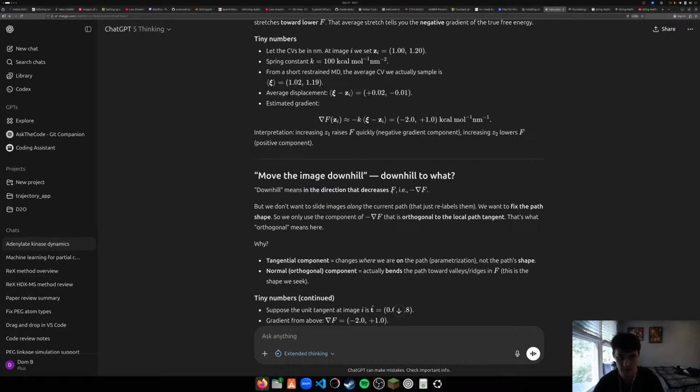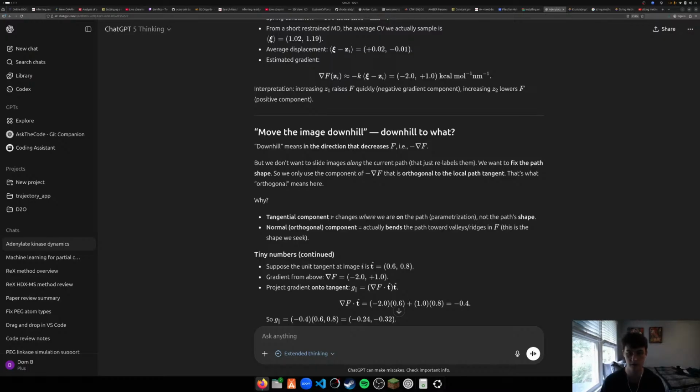Downhill means the direction that decreases F, but we don't want to slide images along the current path. That just relabels them. We want to fix the path shape, so we only use the components that are orthogonal to the local path tangent. That's what orthogonal means here. The tangential component changes where we are on the path, not the path's shape. The normal, orthogonal component actually bends the path towards the valley.